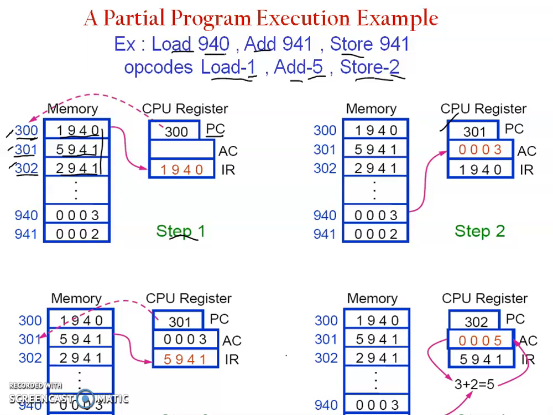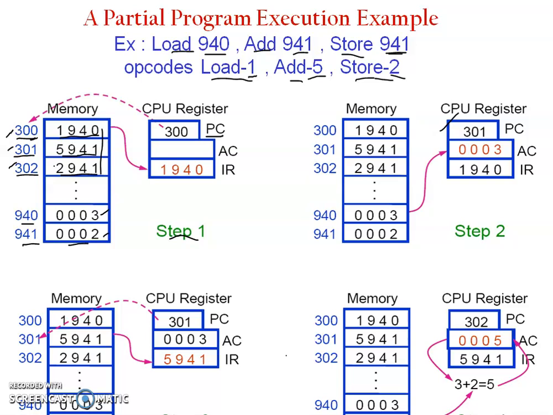Now the operand part is given as 940, 941 and 941, which means you are referring to two memory locations, 940 and 941. They have the actual values that need to be processed by the processor, that is 3 and 2. So to perform this operation, you need to add these two values and store the result in 941. In 941 you need to store the final result.